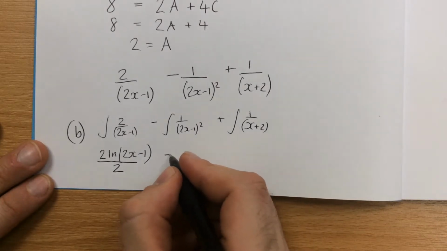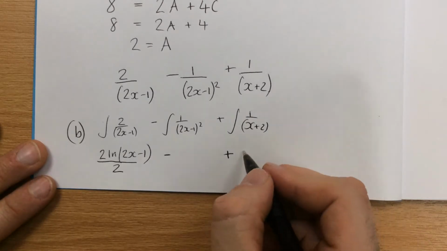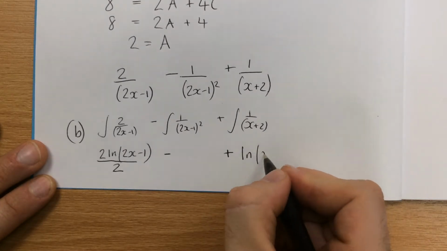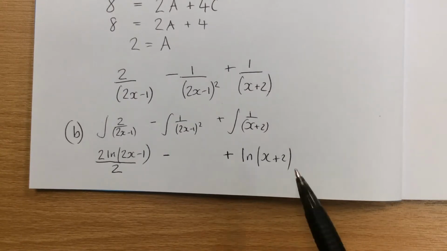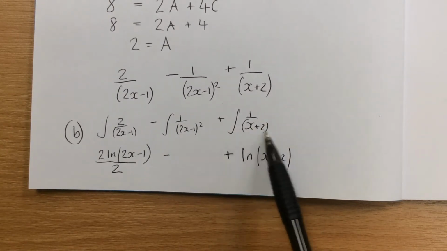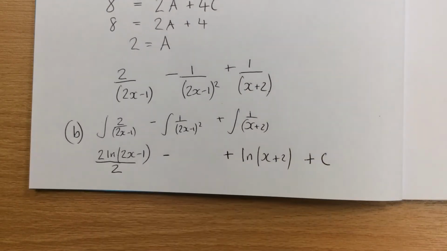The middle one I'm going to leave for the time being. The last one is another version of the log one, so that'll just be log of x plus 2. There is nothing to divide by because the differential of that is 1. And don't forget you need a constant on the end because this has got no limits.